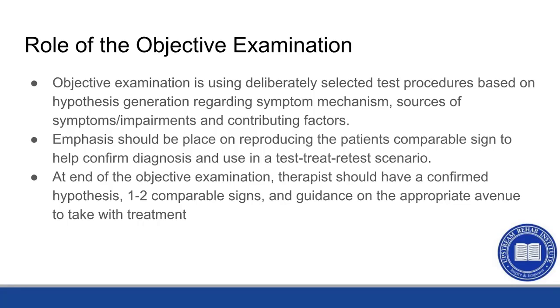So what is the role? The role of the objective examination is using selected, deliberate tests to confirm our hypothesis. Now, this hypothesis generation is going to be regarding the symptom mechanism, the sources of the symptoms, and the contributing factors. We want to put an emphasis on reproducing that patient's pain, that comparable sign they came through the door with. And finally, at the end of the examination, we want to have a confirmed hypothesis. We want to have 1 to 2 comparable signs and guidance on the appropriate avenue to take with our treatment.